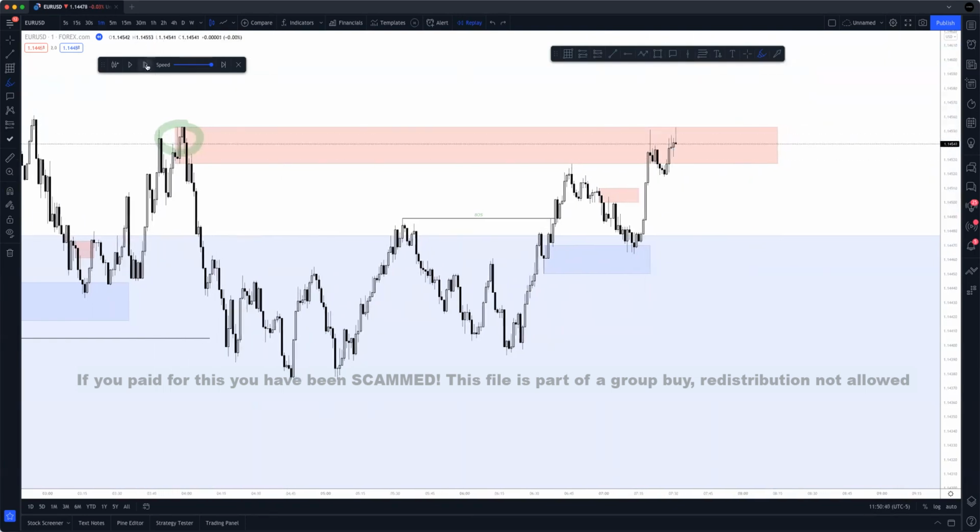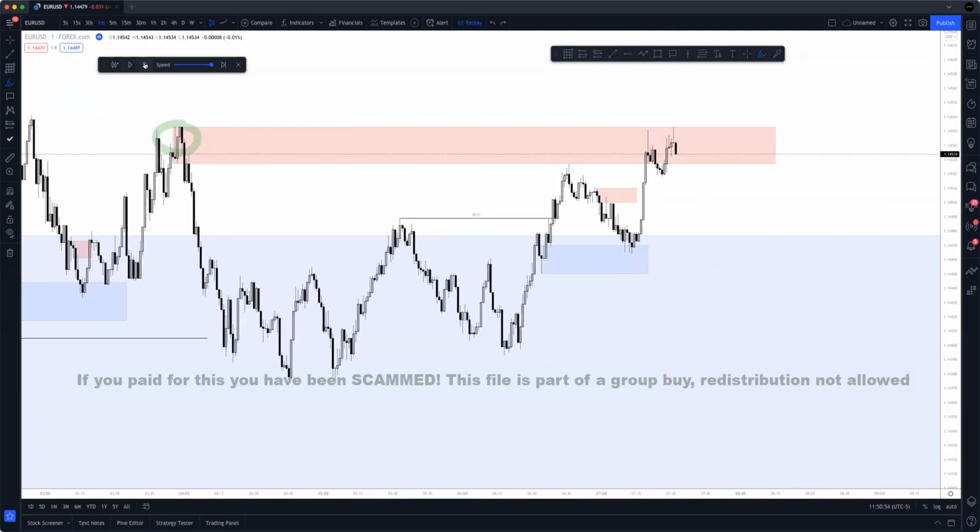Okay, get the tap into the wick. We essentially take out the high right here. Don't be looking for longs at this point. You know what I mean? Like we're just waiting to see what's going to happen. We're still respecting supply, barely, but we are.